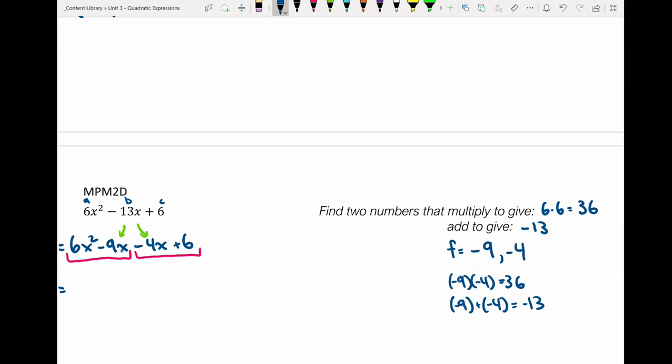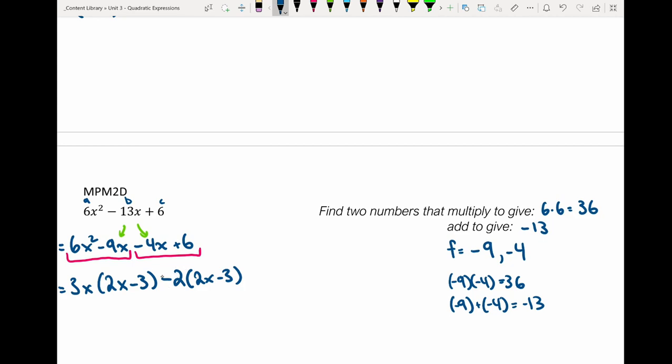If I look at the first pair, I should see that I have a common factor of 3x, which leaves me with 2x minus 3. And if I look at the second pair, again, I look for a common factor. I should see that I have a common factor of, in this case, negative 2. And the reason I'm common factoring out a negative 2 is because in order to get the same bracket of 2x minus 3, I need to make sure I common factor out the negative.